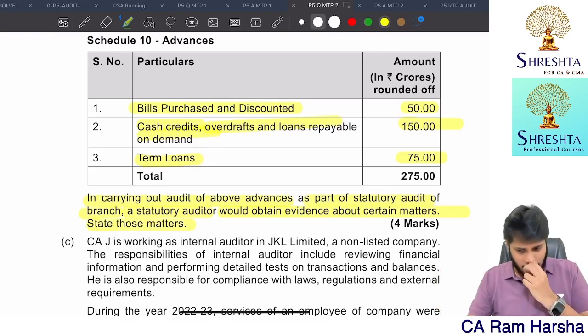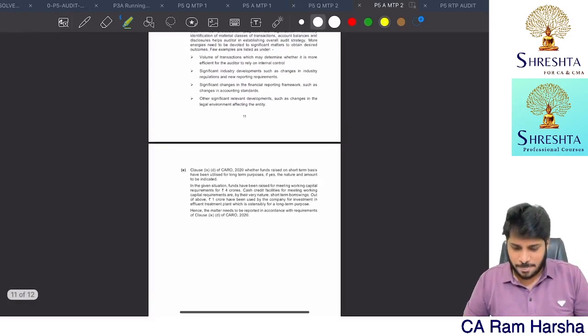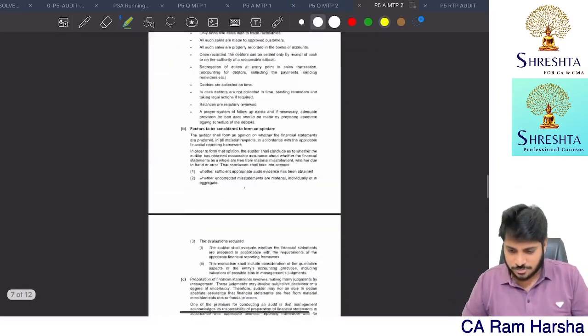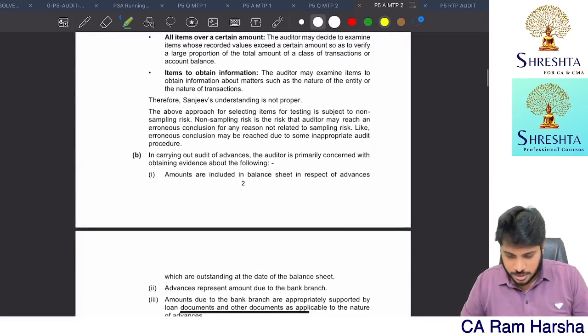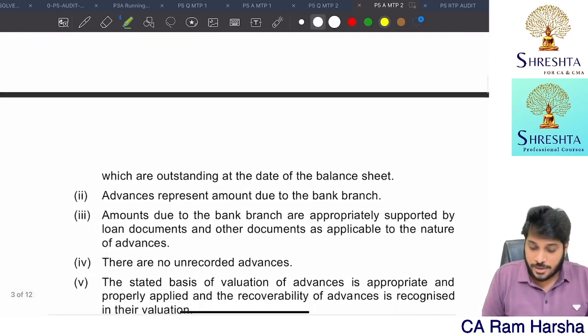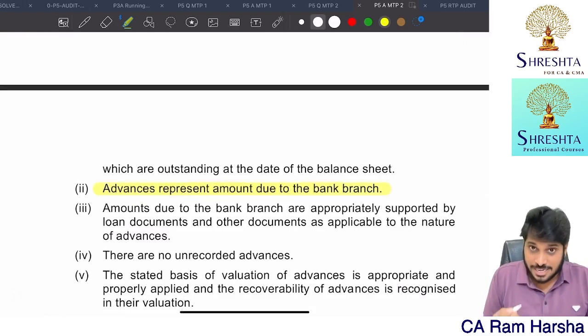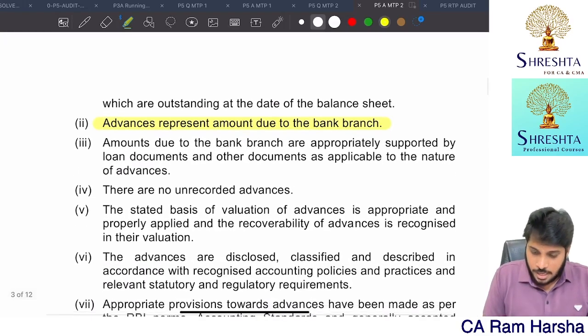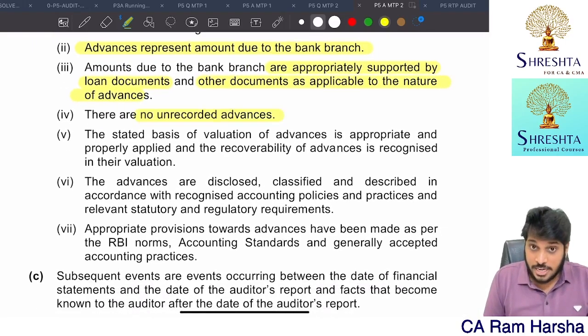What are they? Audit of advances, straight question. In carrying out audit of advances, the auditor is primarily concerned with the following: whether advances represent amounts due to the bank branch. You need to check whether they are appropriately supported by loan documents and other documents, and see that there are no unrecorded advances. See that is there any advance which is omitted.